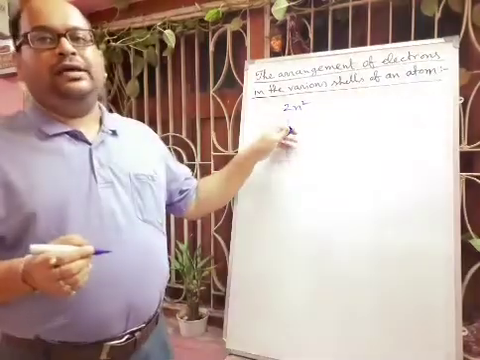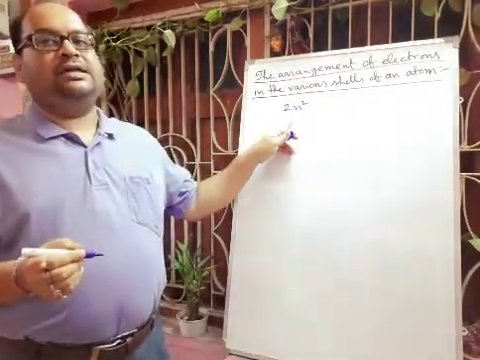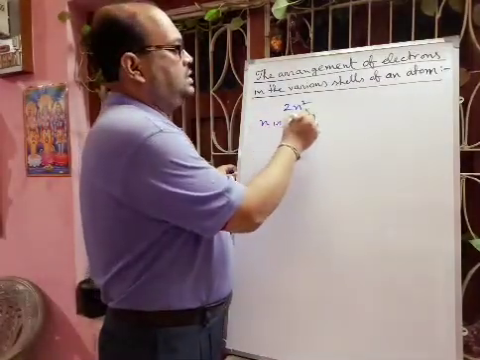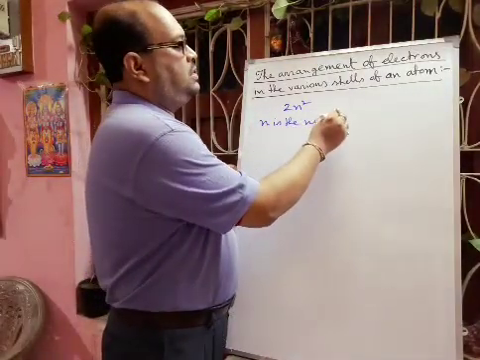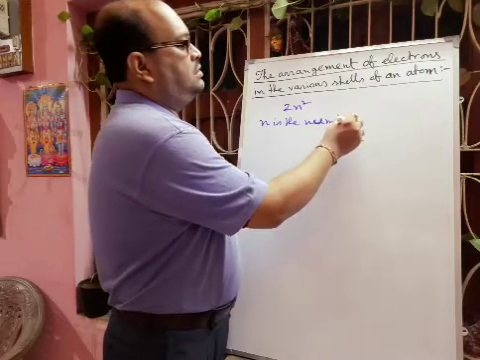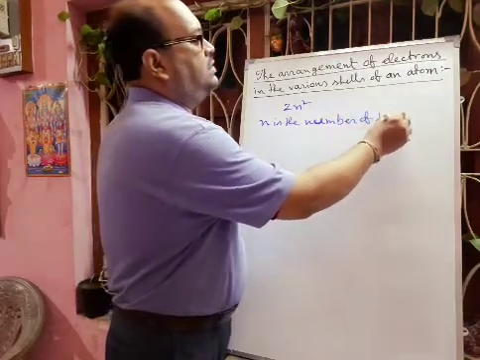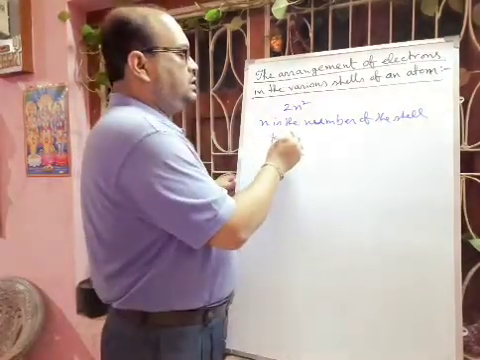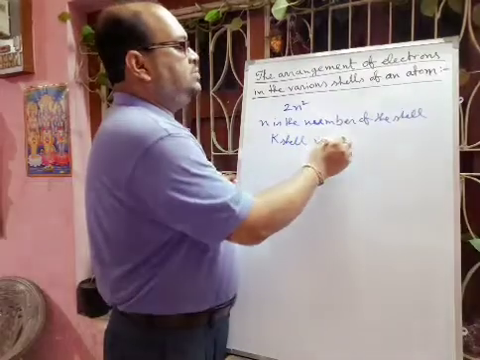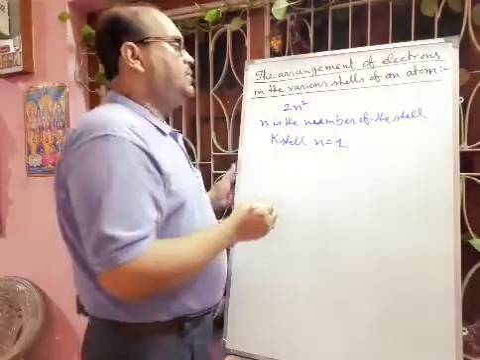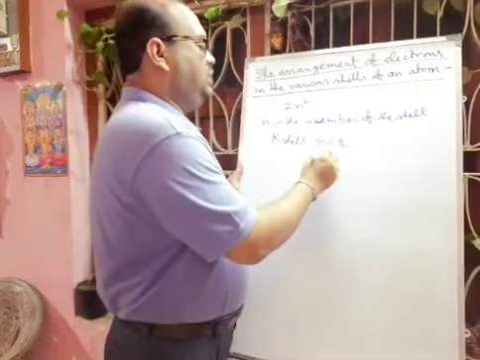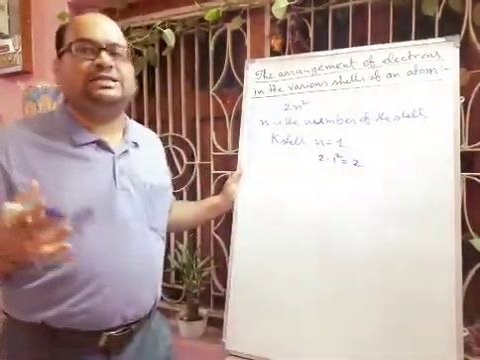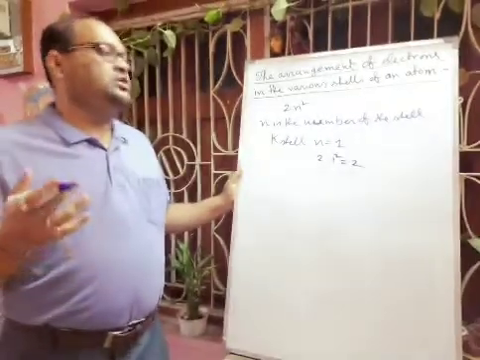Here n is the number of the cell. Suppose we think about the K cell, the value of n will be equal to 1. So the maximum number of electrons will be 2 into 1 square, that will be 2. So in the K cell, the maximum number of electrons will be 2.